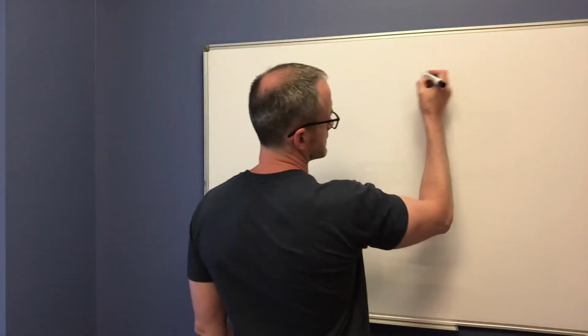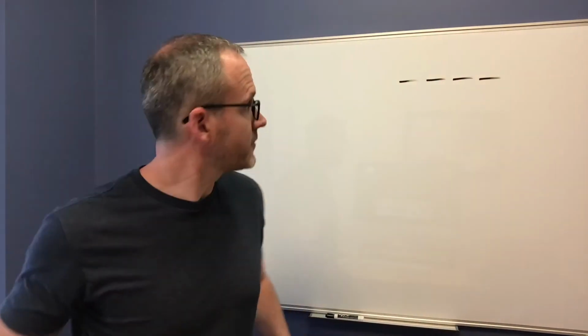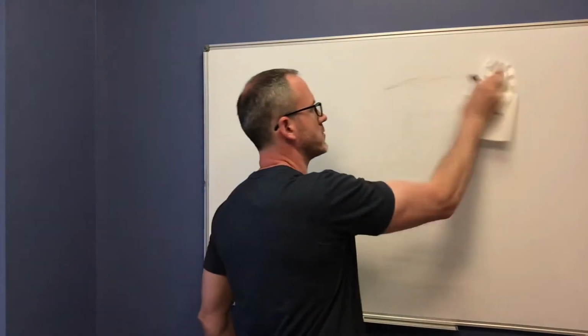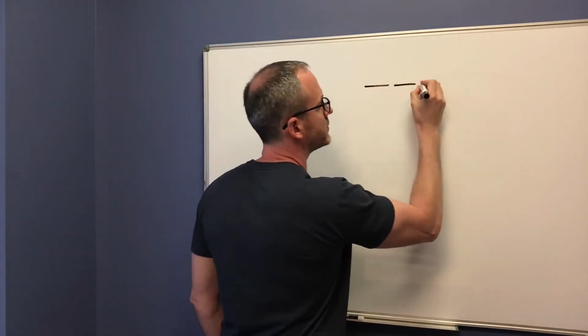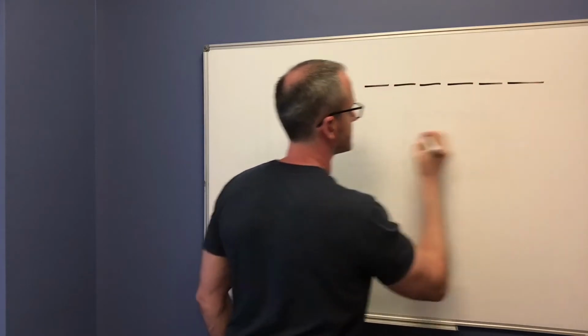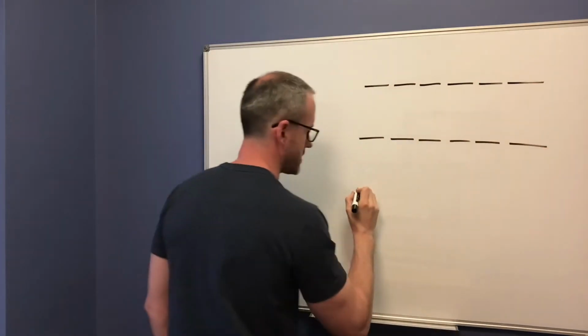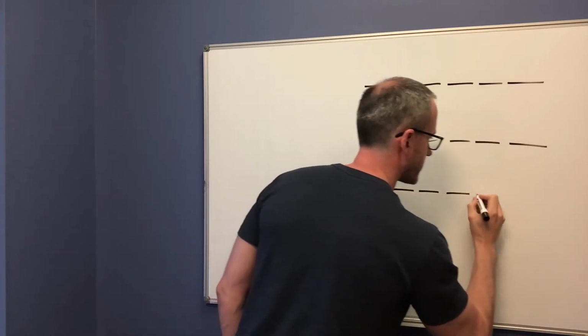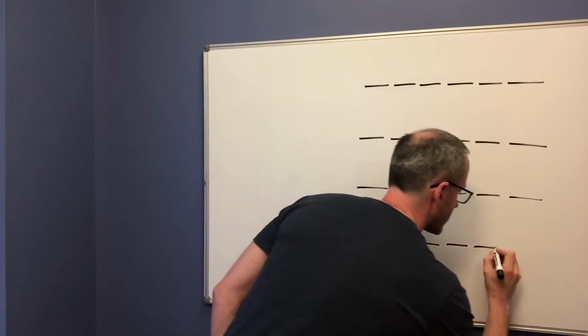So let's start this here. 1, 2, 3, 4. Shoot, I feel like I'm going to run out of space. So maybe I can come over here. 1, 2, 3, 4, 5, 6, for each of the four worlds.